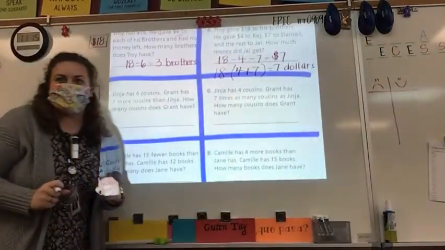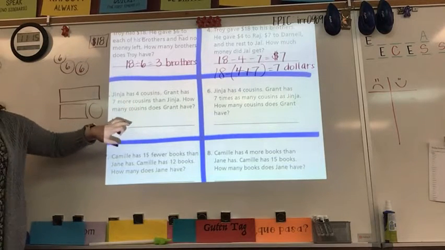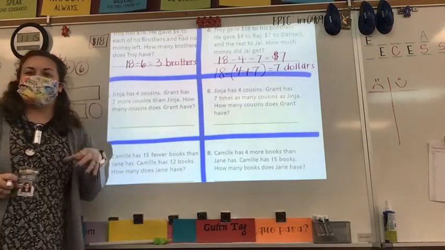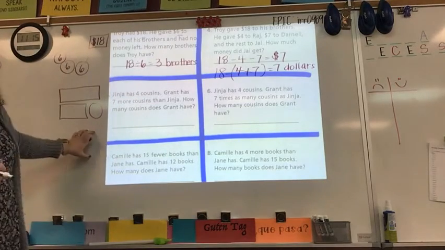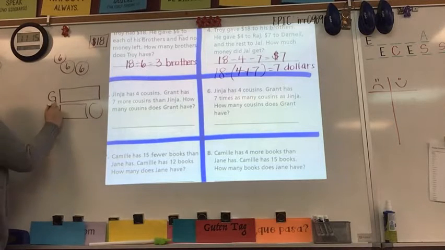Okay, sorry, online friends, I almost forgot. We read this one and we heard the words more than, that she's got more cousins than Jinja. We looked at our posters and saw that's a comparison bar problem. So Gunnar, who's got more, Jinja or Grant? Grant has 7 more cousins than Jinja. Grant's got more, so I'm going to put my G on top. And my J on the bottom.